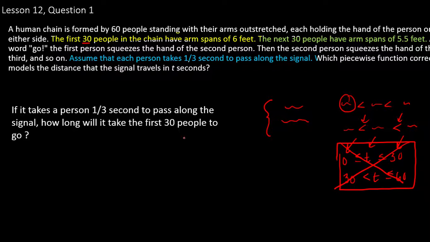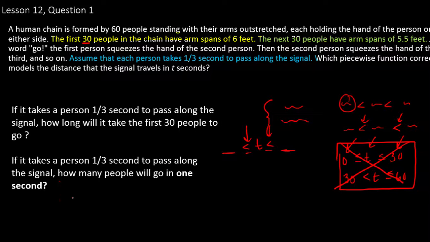So consider how long it would take the first 30 people to do that signal. That's going to describe the information that should go in that inequality with t. It's up to you whether you think it should be less than or equal to or simply less than. Those inequality symbols will be up to you.